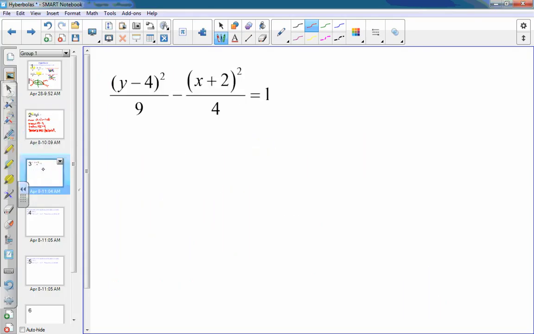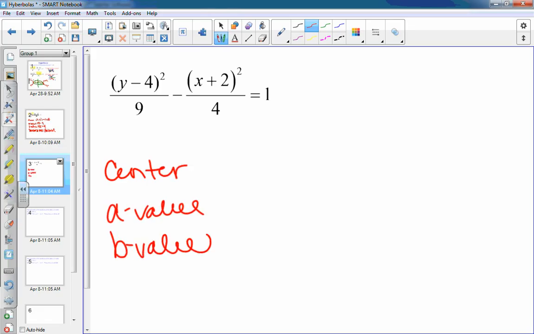So moving right along, same exact concept. I need 4 things. What are the 4 things I need? I need my center, I need my A value, my B value, and I need my transverse axis.